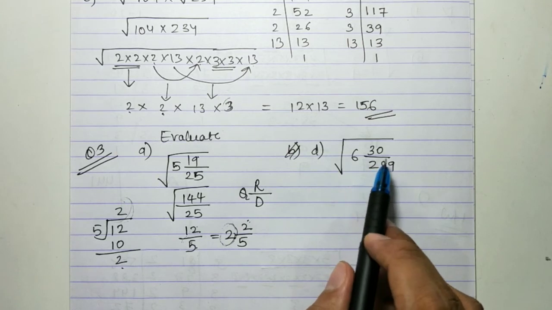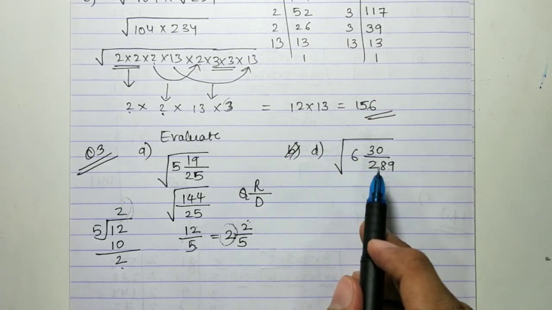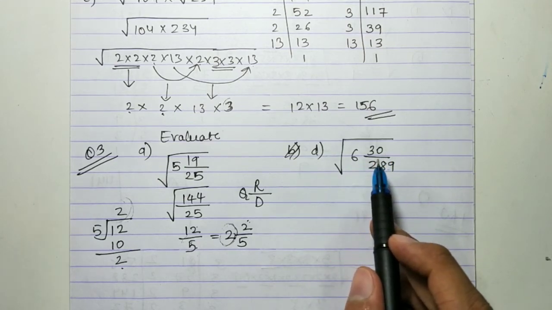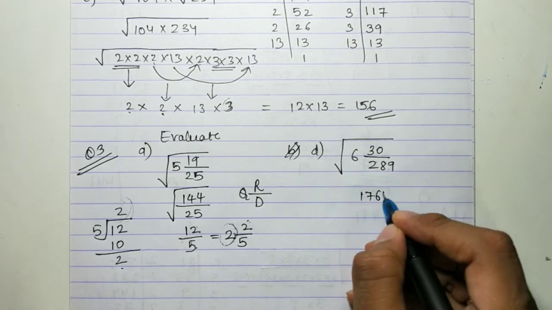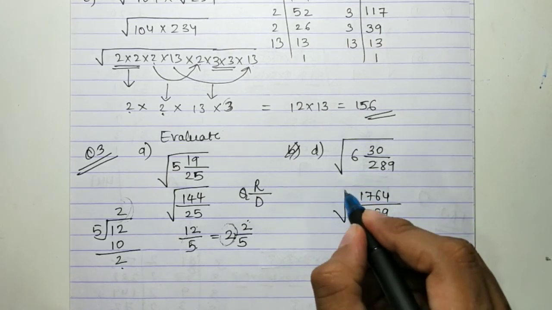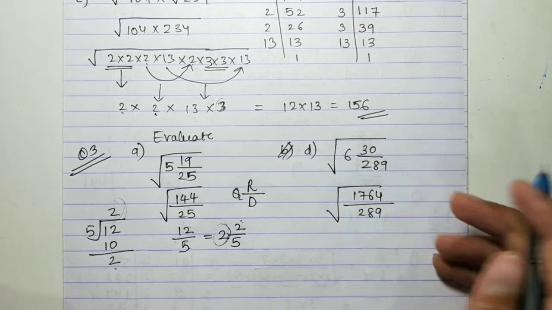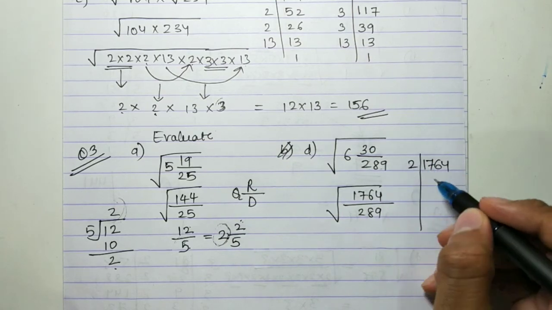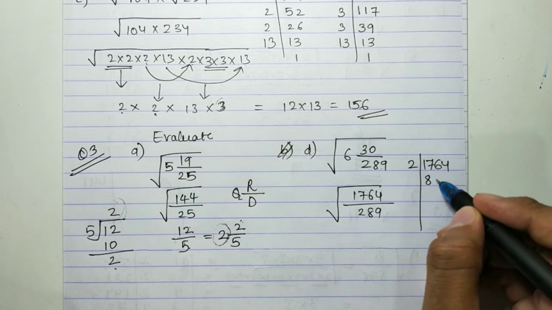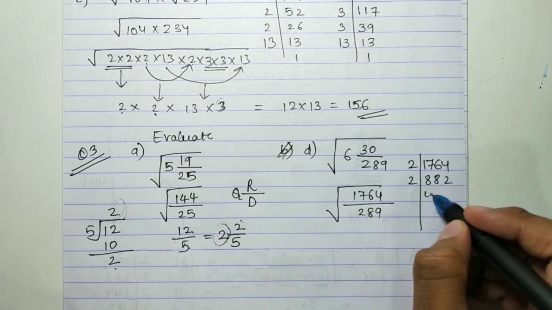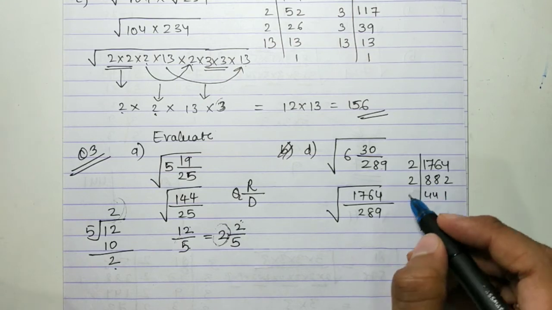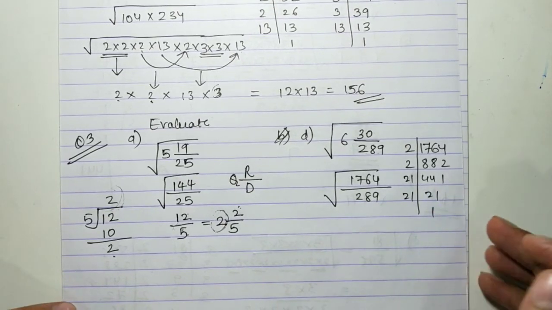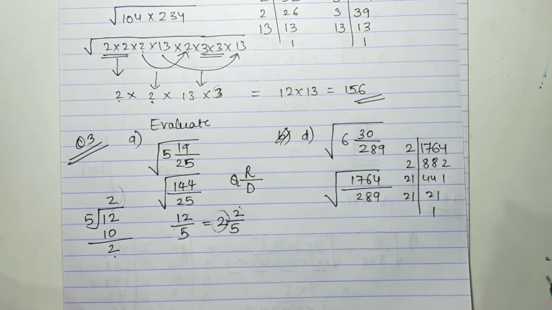Okay, here in this one, 289 into 6 is 1734 plus 30. Plus 30 is 1764 upon 289. Okay, now do the prime factorization and find the square root of 1764. Okay, so 2 882s are 1764, 2 441s are 882. Now this 441 is 21, 21 21s are 441, 21 1s are 21. Okay, I know that 441 is the square of 21. You can even try with 3 and solve it further.